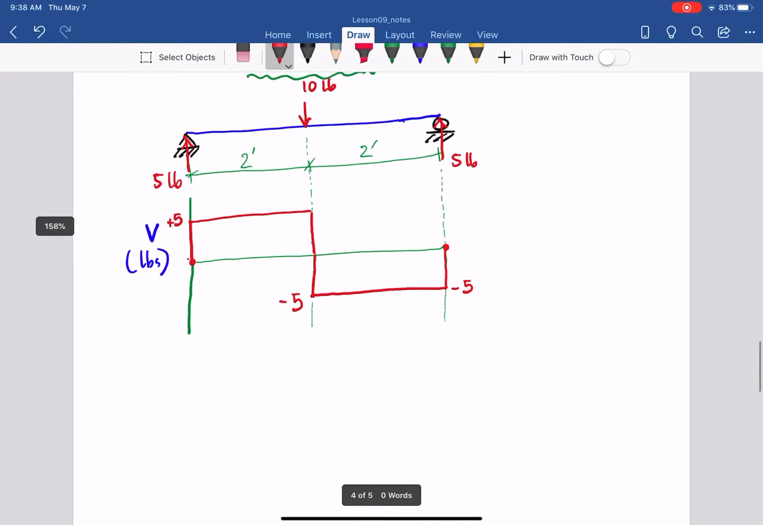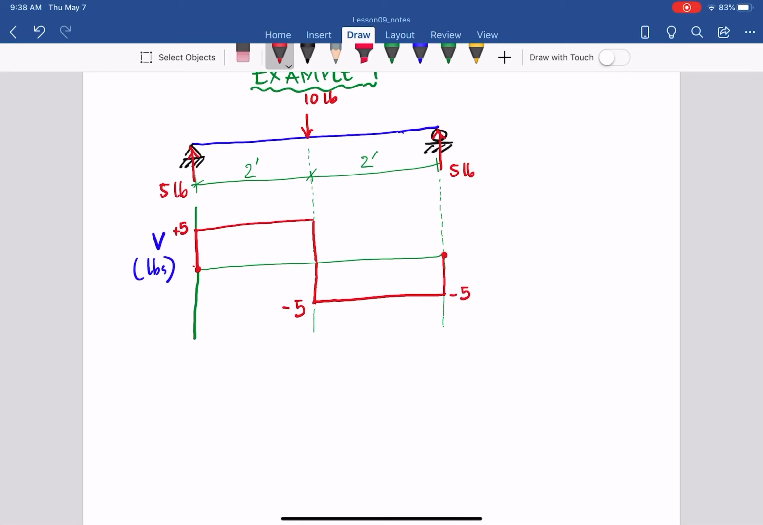Apply that same concept when we draw the moment diagram. So continue here. Moment.